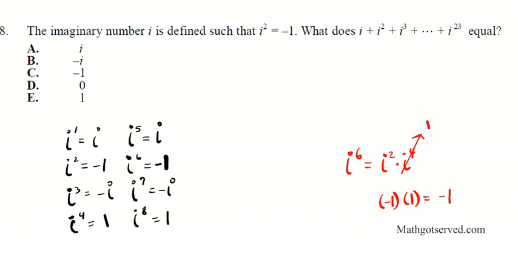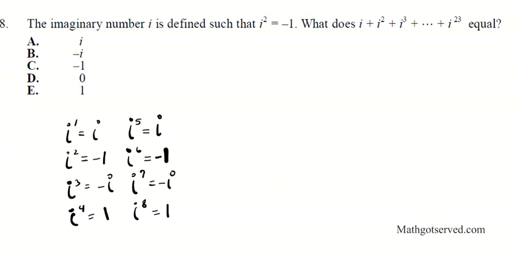Okay? So what we're going to do is exploit this pattern to figure out what the sum is all the way to i to the 23rd. We're going to add everything. Since there's a pattern here, we don't need to list everything. We're just going to list a few. If you notice, the pattern goes up by 4, so i to the 4th, i to the 5th. If you add 4 to 5, you're going to get i to the 9th.